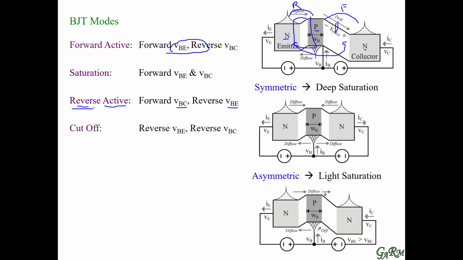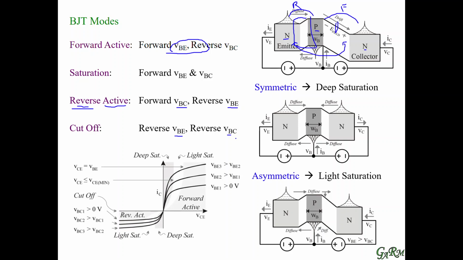So, okay, we also have cutoff. Cutoff is when we reverse bias both junctions. And if we reverse bias both junctions, remember these are diodes, the currents go to zero. So the device is in cutoff because there's hardly any current going through the device in any direction.